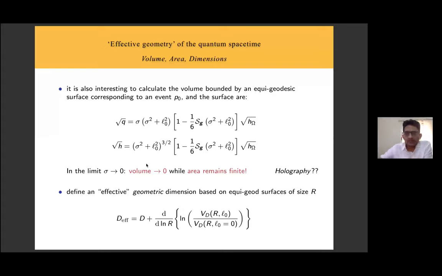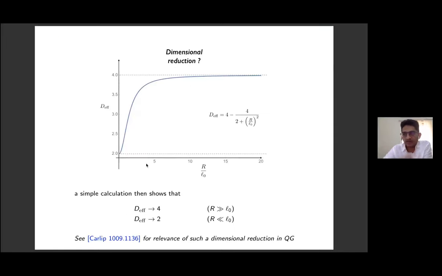You might wonder about that scaling in the expression Vd divided by Vd at L naught equal to zero. This is just to remove the spurious curvature effects. We are not interested in the curvature effects on dimensions of space-time. The effective dimension is only supposed to capture the effects because of the existence of L naught. And that log term just removes the spurious curvature effects. And that indicates dimensional reduction.